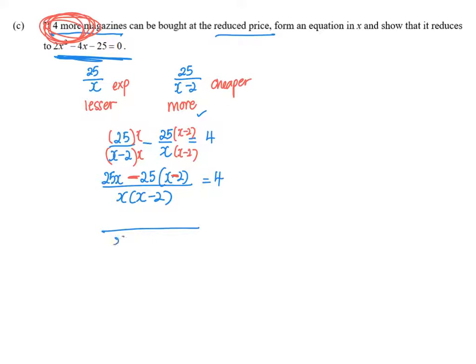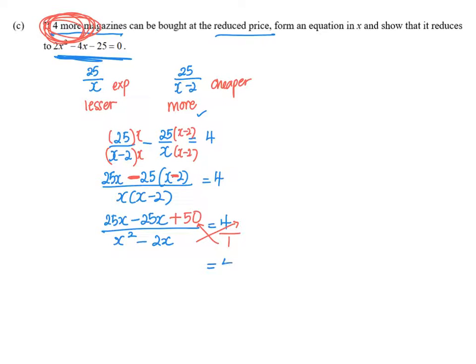Expanding our fractions, the denominator will be x squared minus 2x. I can expand the denominator because later I need to solve the equation. And my numerator will be 25x minus 25x, negative 25 times negative 2 becomes plus 50, equals to 4. Now simplifying our equation, we have fractions on both sides. What can we do? Cross multiplication. So the equal sign stays in the center.